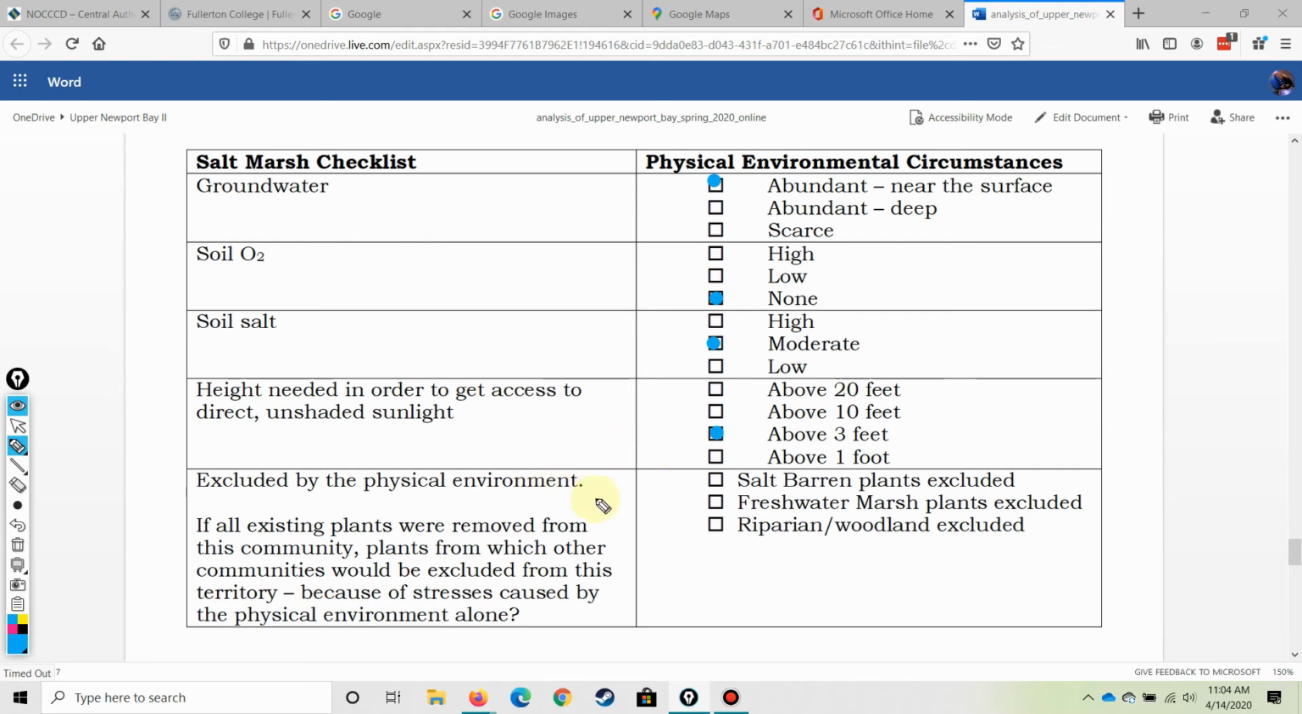And what would be the plants that would be excluded? So if we scraped away all of the cordgrass and just left the bare soil, which of these plants would be excluded? Well, the salt-bearing plants would be excluded because of the lack of oxygen in the soil. The freshwater marsh plants, the cattails and the sedge grasses, would be excluded because it's too salty in the soil. And then riparian plants would be excluded because there's no oxygen in the soil and because the soil is too salty.